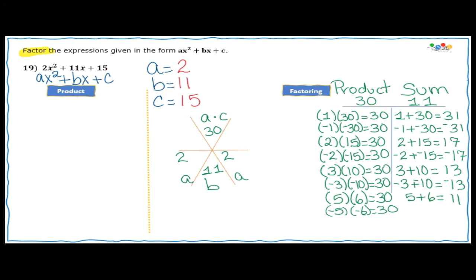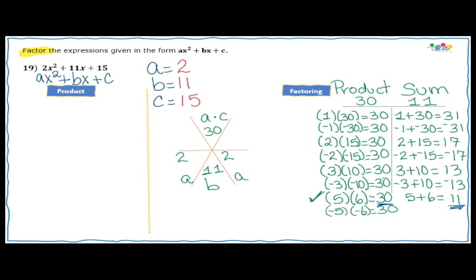11. I hope you say bingo, right? Yes, that's what I need. I need a positive 11. So now I see the 30 and I see the 11. So those are my two factors that I need. So let's write them down over here.